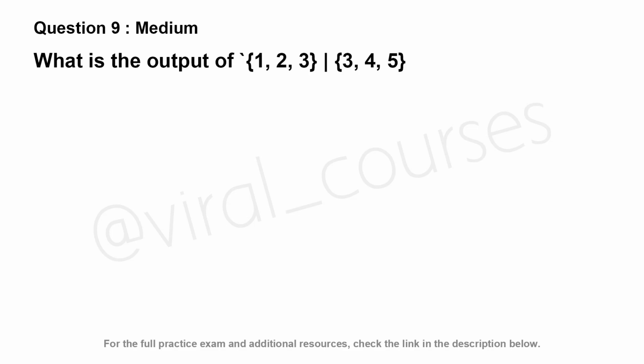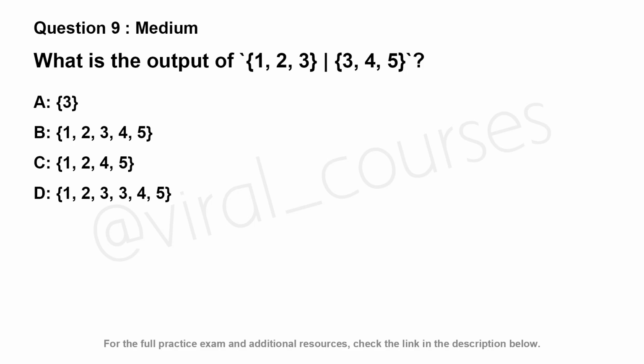What is the output of [1, 2, 3, 3, 4, 5]? Option A, 3. Option B, [1, 2, 3, 4, 5]. Option C, [1, 2, 4, 5]. Option D, [1, 2, 3, 3, 4, 5].